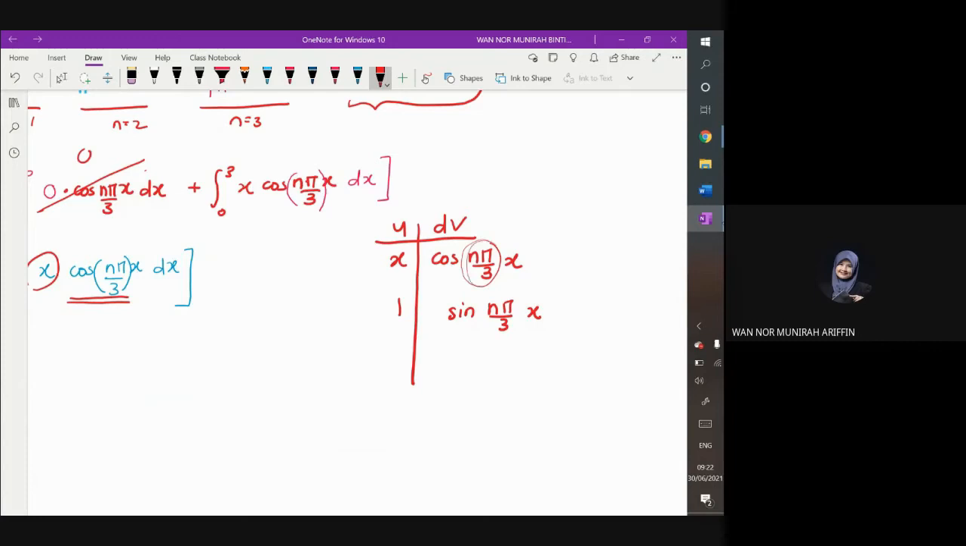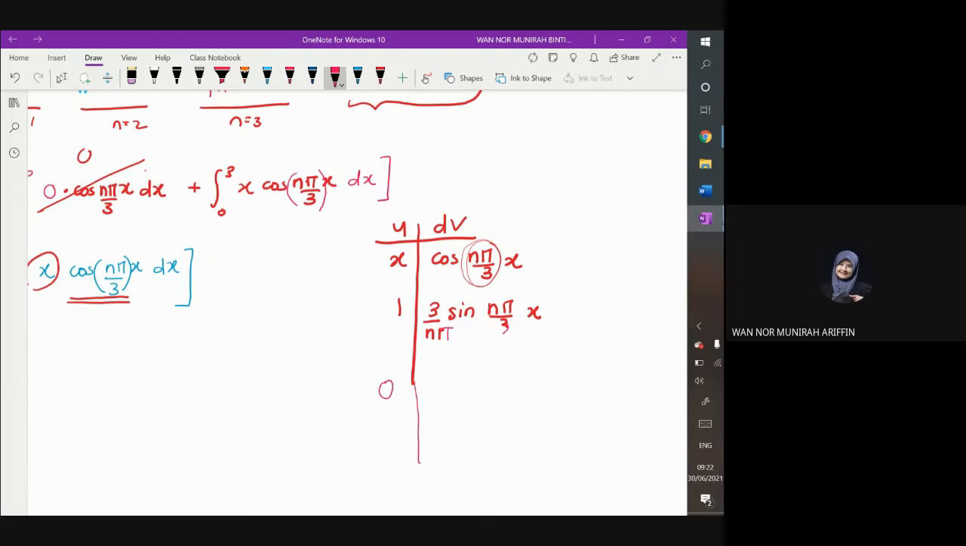But this is a constant, so actually we have to divide by n pi over 3. Dividing by n pi over 3 is equivalent to times 3 over n pi. That is why I put 3 over n pi here. Actually it is 1 over n pi over 3, which is equivalent to times 3 over n pi. That is the idea, but I bring it to the side so that I don't get confused. This n pi over 3 and 3 over n pi cannot be cancelled out. Okay, so we continue. 0.